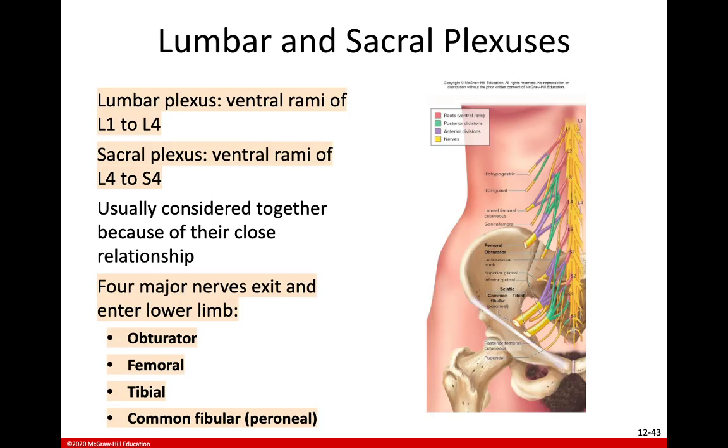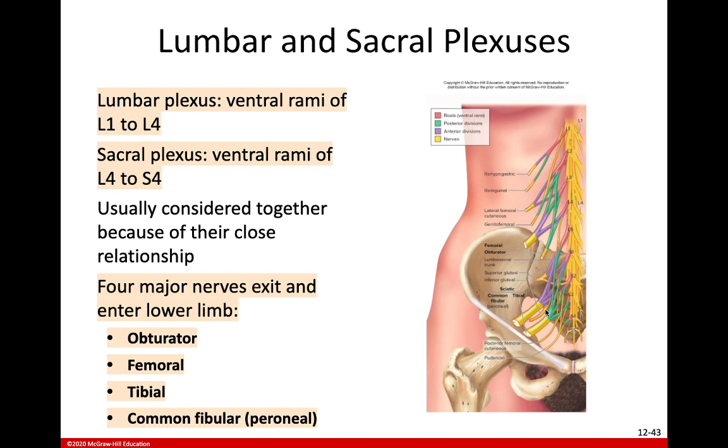Okay, the lumbar and sacral plexuses are normally considered together because they have a very close relationship. Again, the lumbar plexus includes spinal nerves L1 through L4, so that's going to be these here. And then the sacral plexus includes the ventral rami of spinal nerves L4 through S4. So again, that's going to be all around these three here. There are 4 major nerves that branch off of the lumbar and sacral plexus: the obturator, the femoral, the tibial, and then the peroneal. And again, you can see those labeled here.